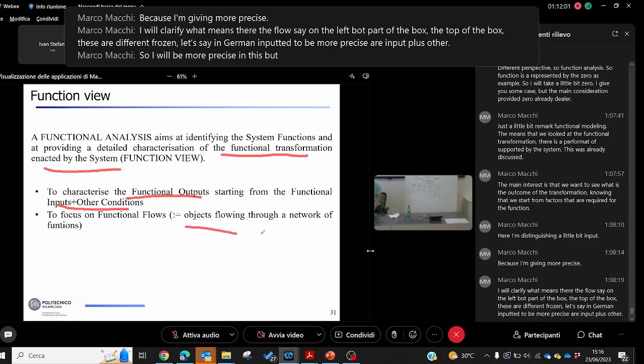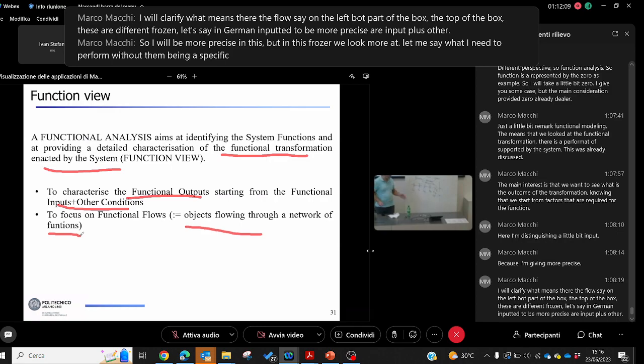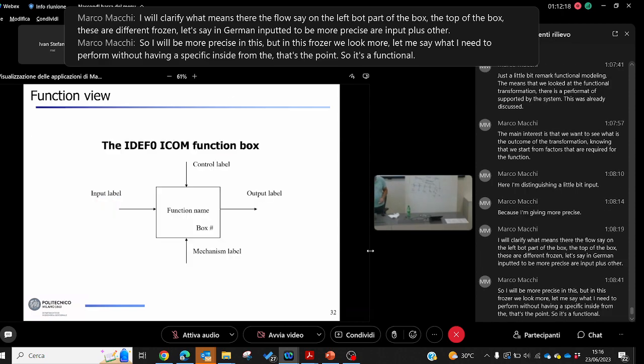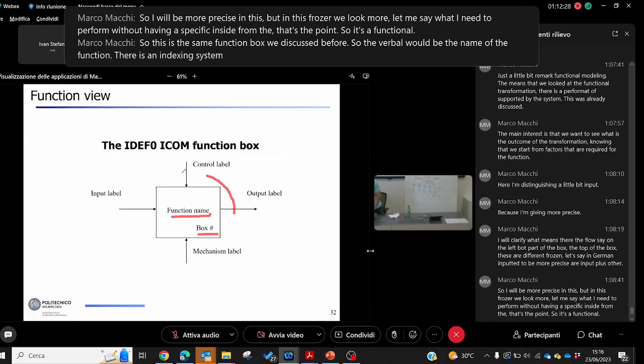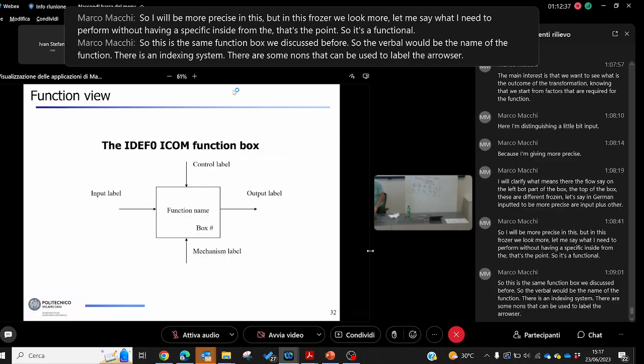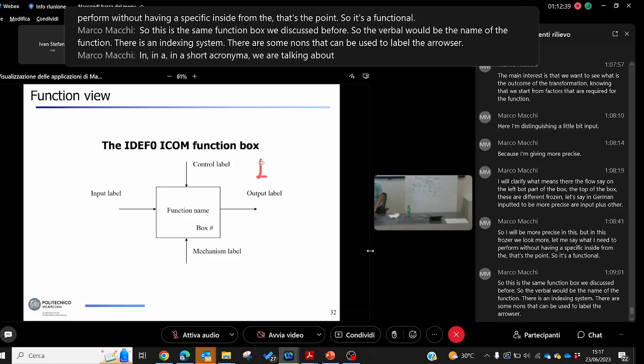But in these flows, we look more at what I need to perform without having a specific insight on the timing. That's the point. So it's functional. So this is the same function box we discussed before. The verb could be the name of the function. There is an indexing system. There are some nouns that can be used to label the arrows. In a short acronym, we are talking about ICOM flows.